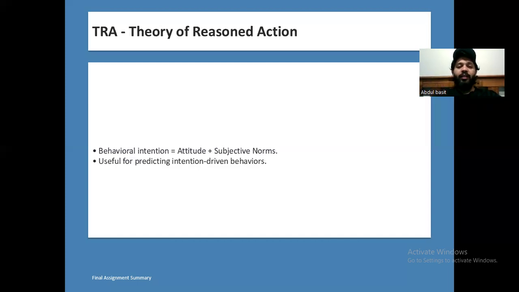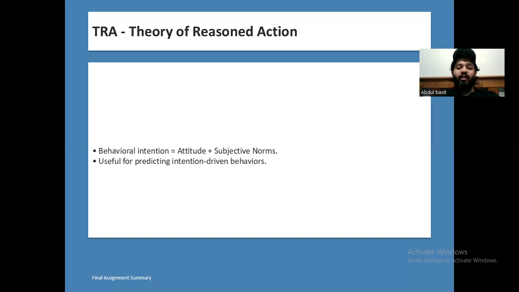After that, the TRA, the theory of reasoned action. The theory of reasoned action explains behavior through two factors: personal attitudes and social norms. It suggests that what people believe and what society encourages together influence their choices. It's very important, and we will study it well.